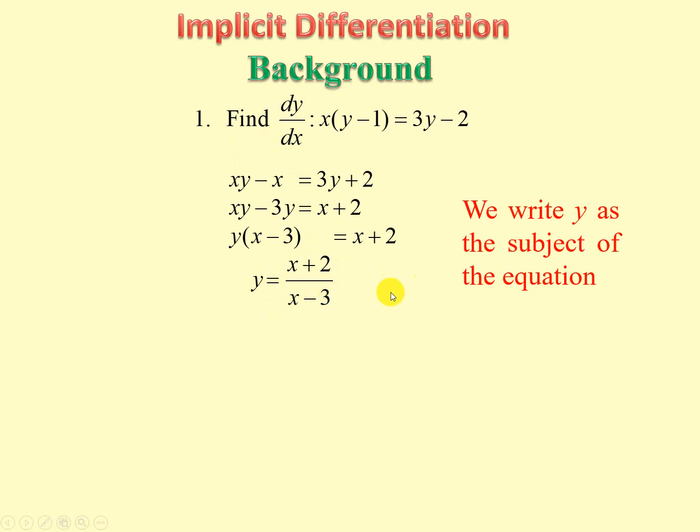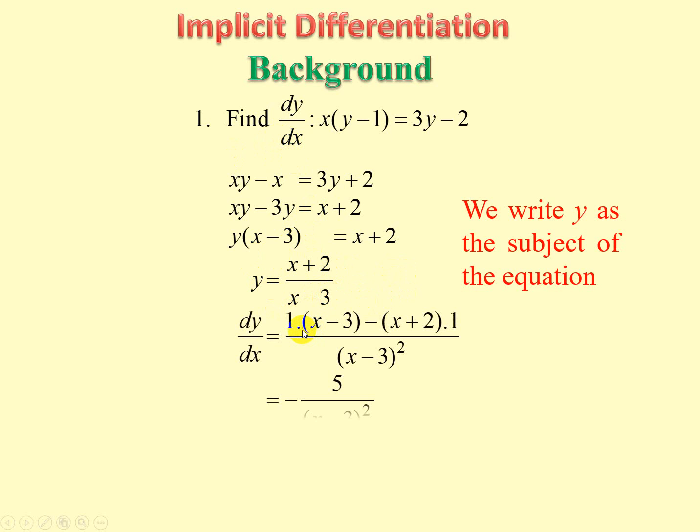Now we can use quotient rule: derivative of the top times the bottom minus the top times derivative of the bottom, all over the bottom squared, and we get our final answer.